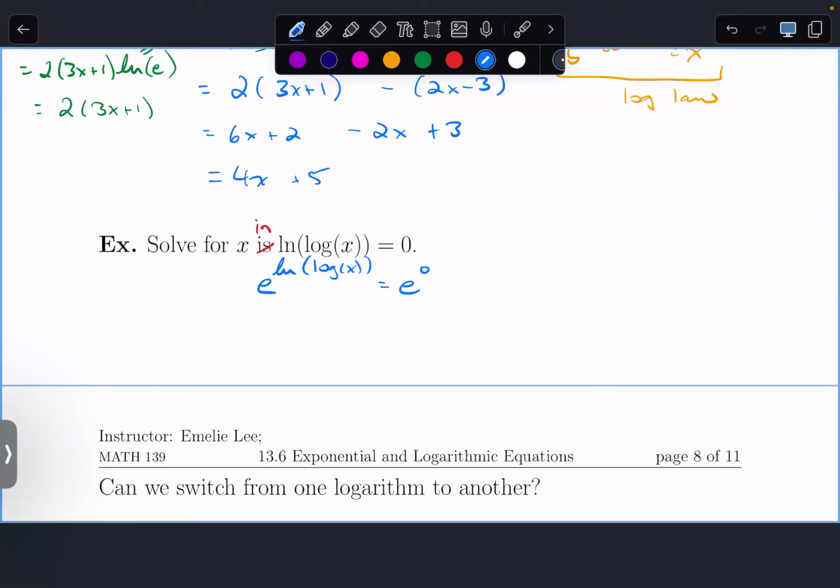So now, by that cancellation property, e to the natural log is going to drop out. And what drops out? Well, the log of x, which is the common log, which is log base 10, is equal to 1, e to the power of 0. Anything to the power of 0 is 1.